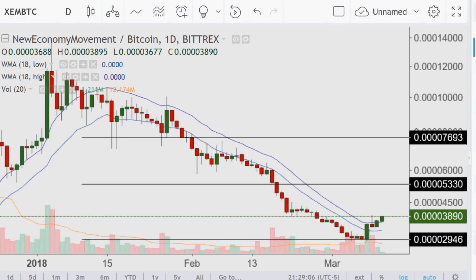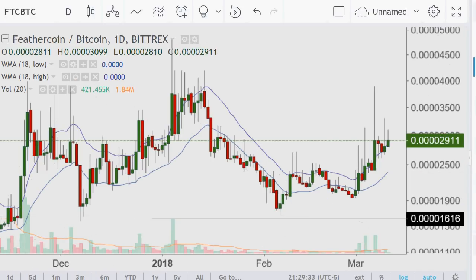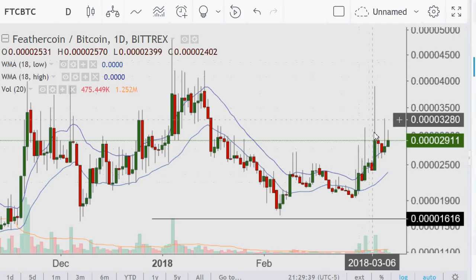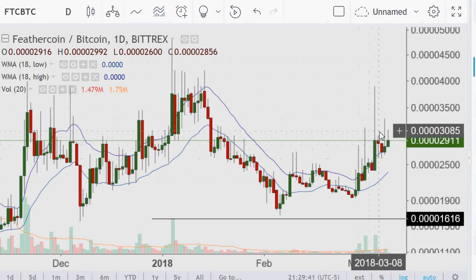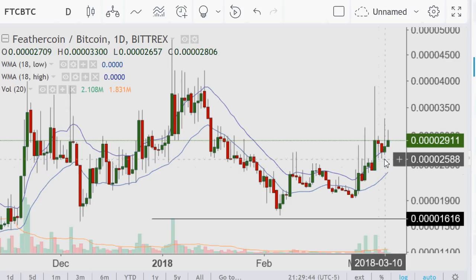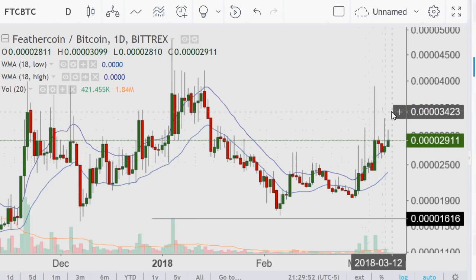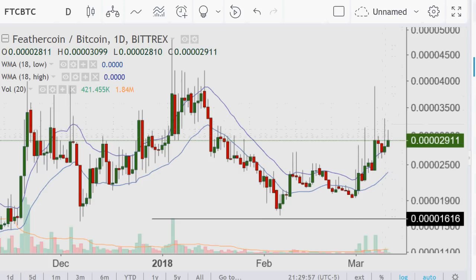Okay, still got a couple codes I want to go over, so let's go on to the next one. Feather coin has got an interesting pattern, since it had its move on March the 2nd, it is making this interesting pattern of going higher and now having a few days supporting the 18 average of highs like it is, and it did it here too as well. This thing looks ready to go at any time. I'm pretty confident in this one just by looking at the chart.